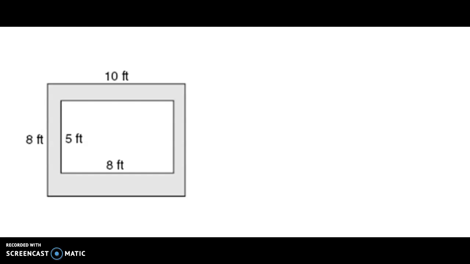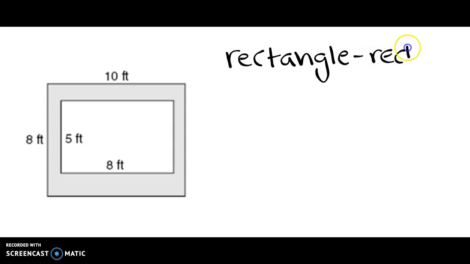If we want to find the area of this shaded region, we have two rectangles. So we're going to have to do our larger rectangle minus the smaller rectangle. All right, so my larger rectangle is my 8 by 10.